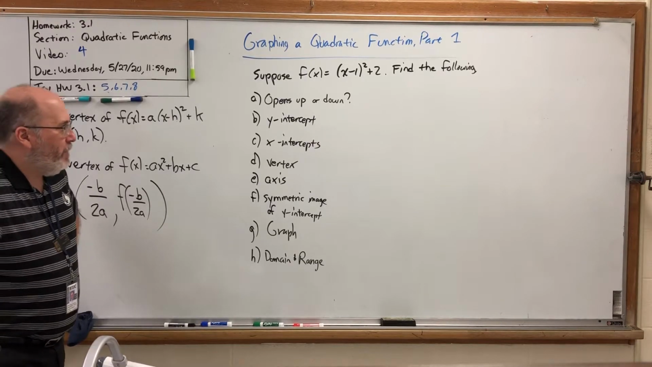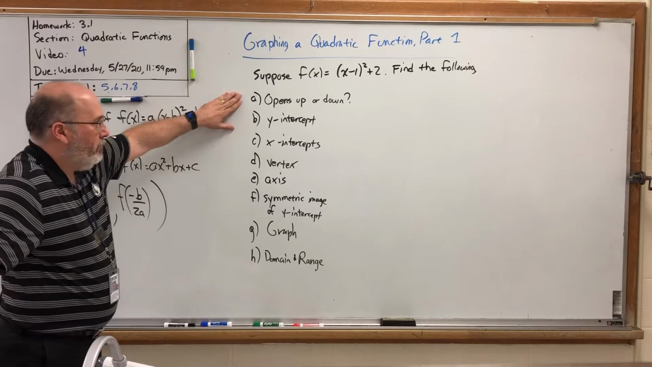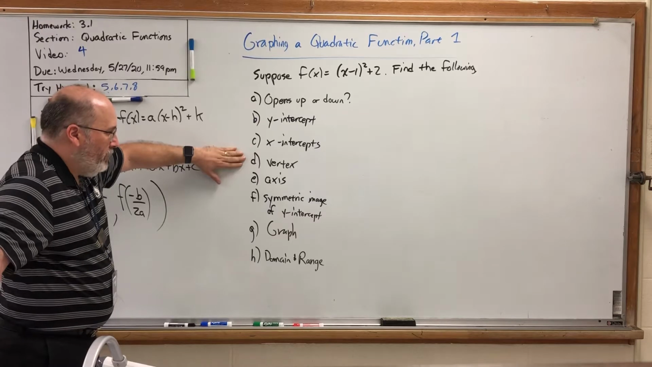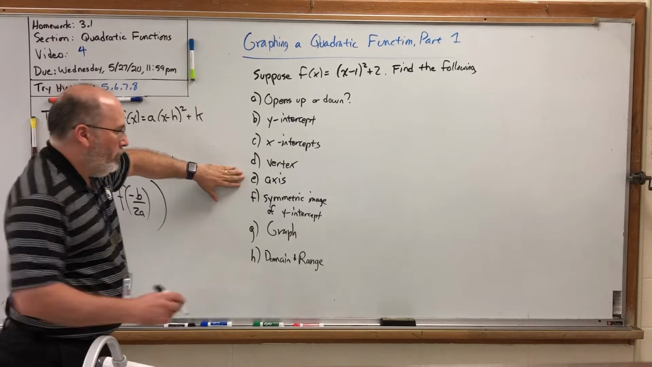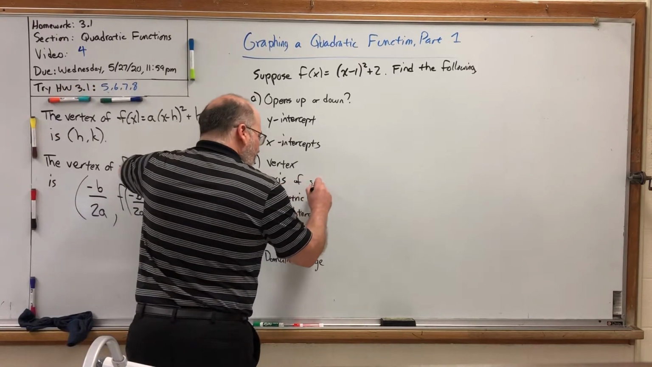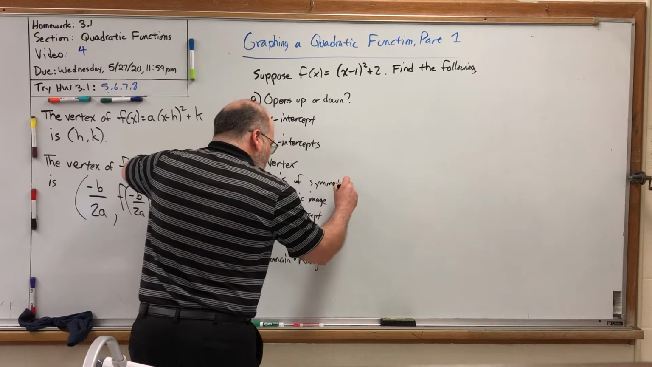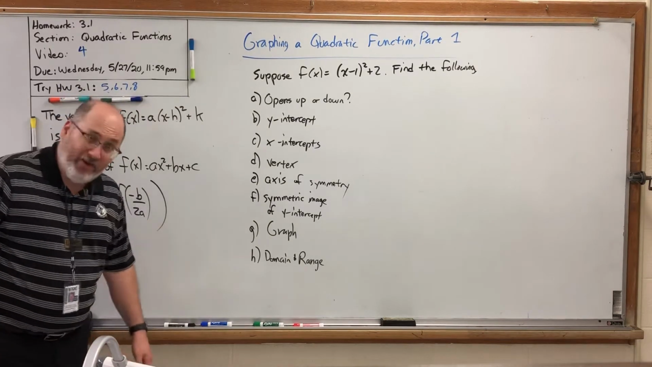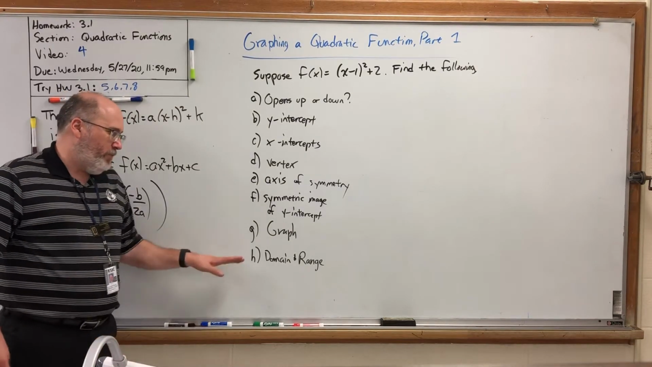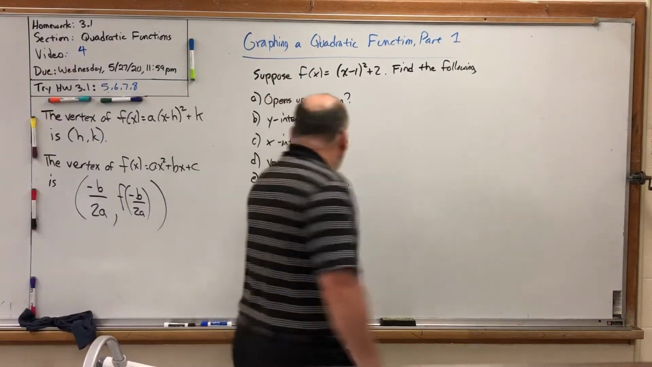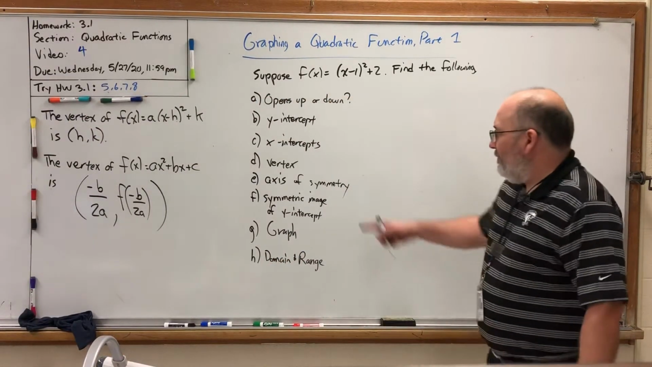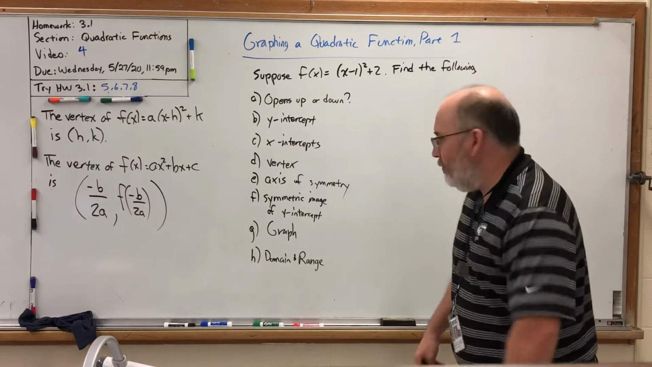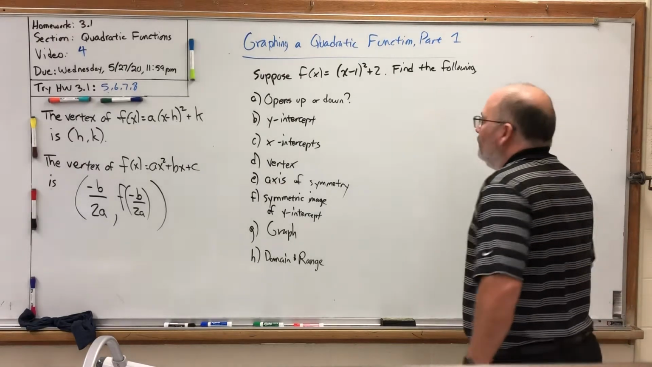For a given quadratic function, does the parabola open up or down? What is its y-intercept? What are its x-intercepts? Where's the vertex? Where's the axis of symmetry? What is the symmetric image of the y-intercept? Graph the thing, and find the domain and range, which will be easy once we have the graph. In fact, the moment we can find the vertex, we can find the domain and range. I'll hopefully remember to verbally tell you why, but at the end we'll pull it off the picture.